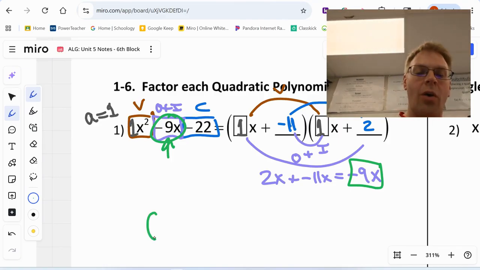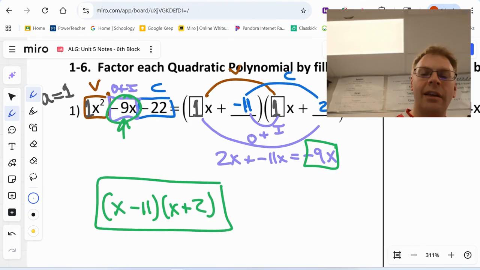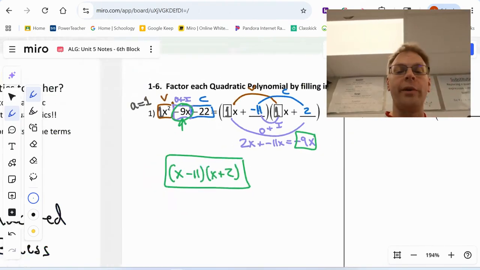So what do we know the factored form of x squared minus 9x minus 22 is? We know it's going to be x minus 11 times x plus 2. And that is the correct pair of binomial factors.